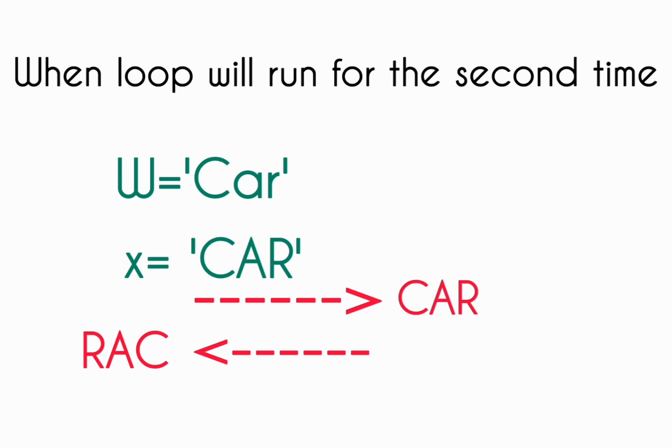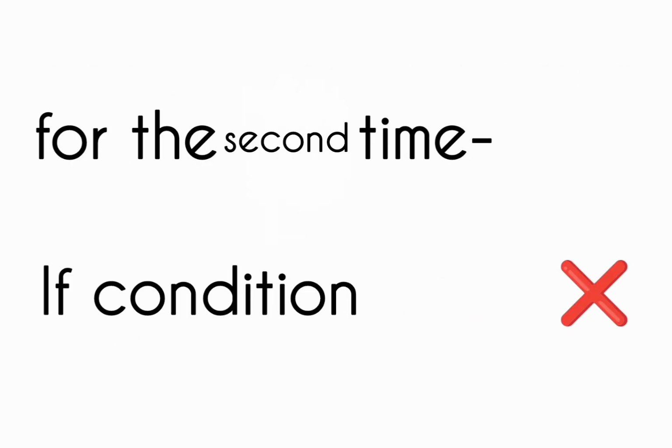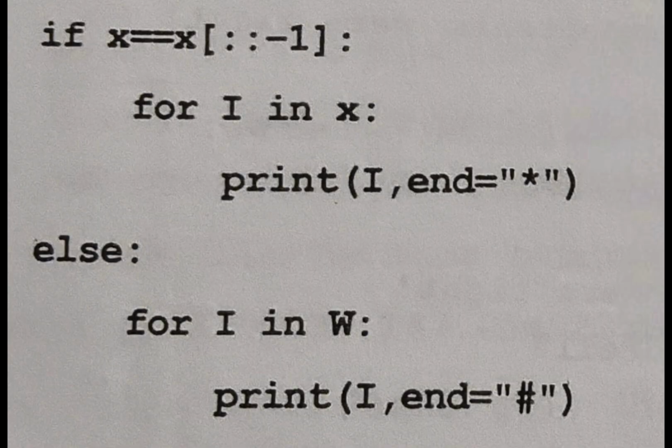So the word is different from both sides. So this is not a palindrome word. This means that this time our if condition is wrong. And now we have to go to the else condition. Now you can see that inside the else condition, the line written is for I in W. So inside the if condition, we were running the loop, the nested loop I can say, inside X. But now inside the else condition, we have to run the loop inside W.